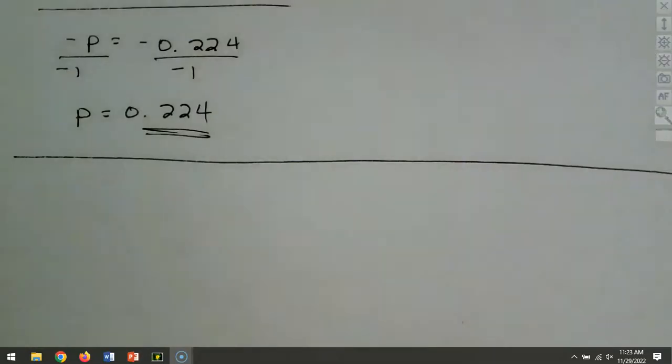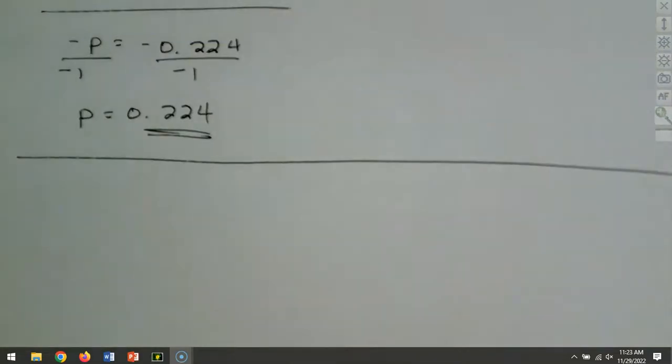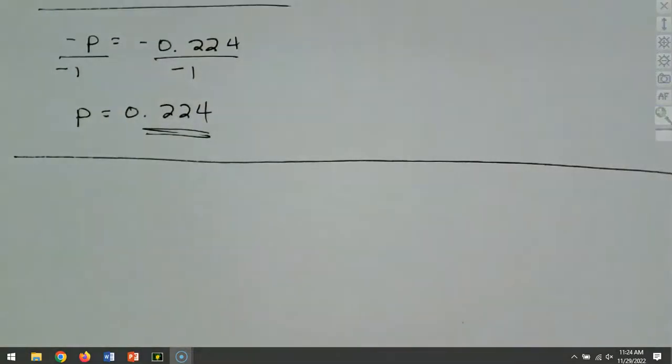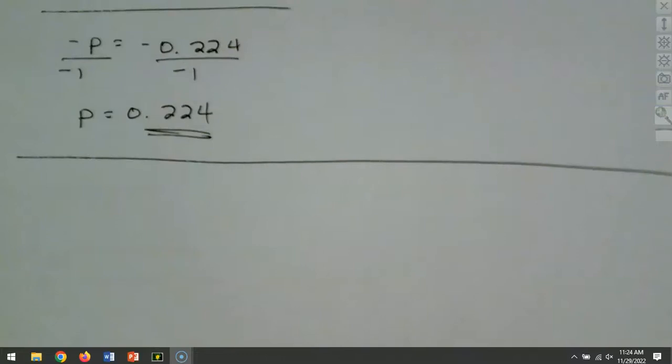So let's now go ahead and start looking at Chapter 5. And Chapter 5 is Systems of Equations. And some of you might already be familiar with systems of equations and how to solve them. We're going to look at some different procedures that we can use to solve systems of equations.